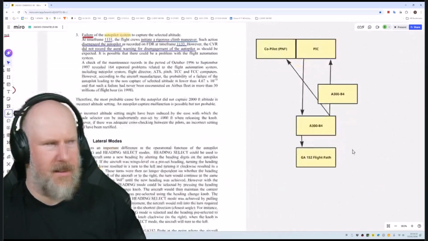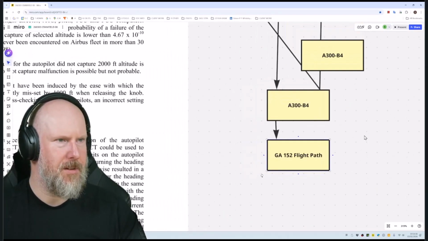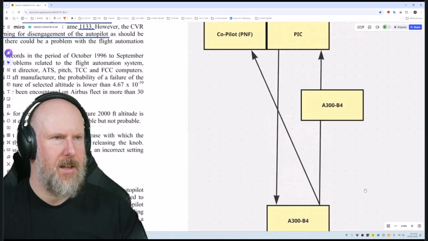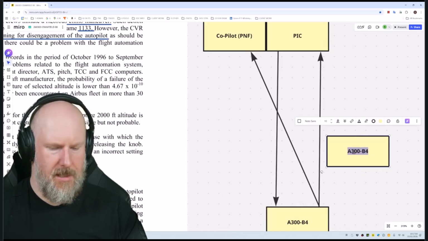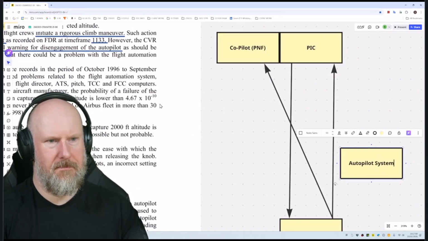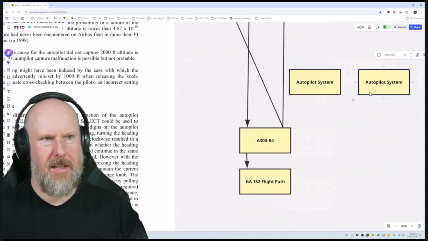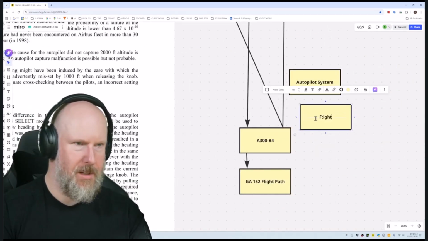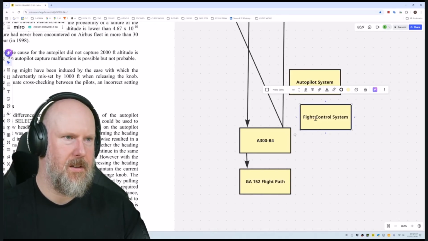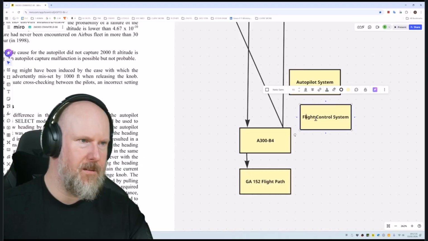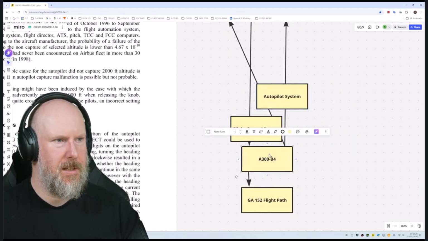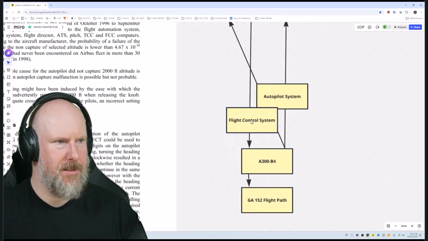Okay, so let's make the model a bit different then. So we've got the A300 B4 is the aircraft and its flight path. We've got the, what do they call it? The autopilot system. You could say that we've got a flight control system in there as well. There we go. Flight control system. We've got an autopilot system. And then we've got the aircraft itself.